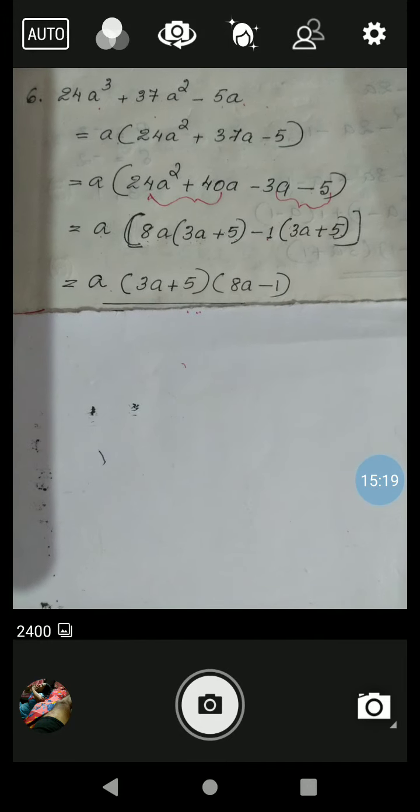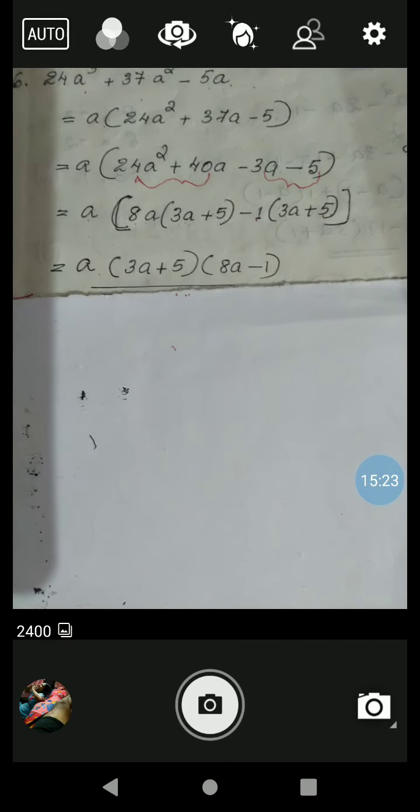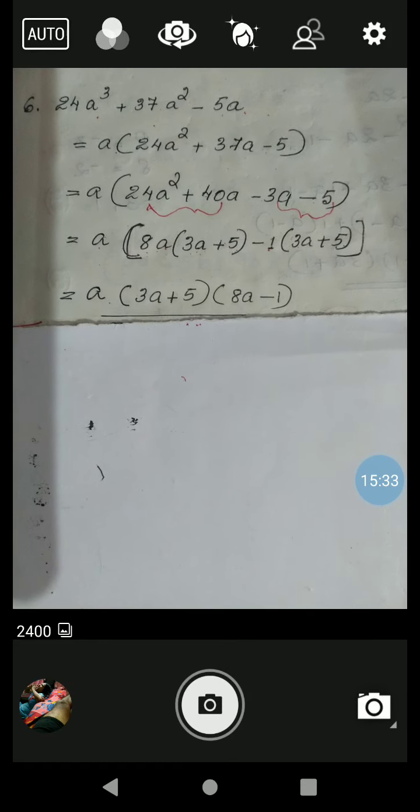In this way, we can factorize when you are given a question in the form of a trinomial, ax square plus bx plus c. Using the product and sum method, you can factorize.